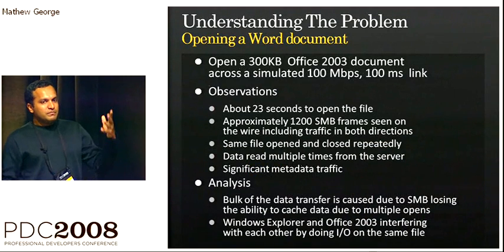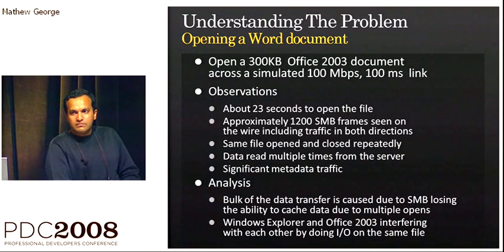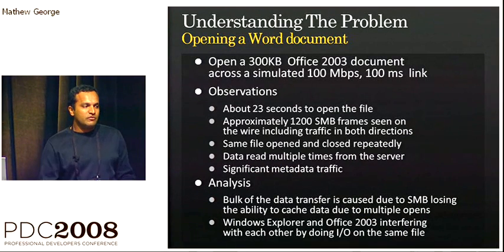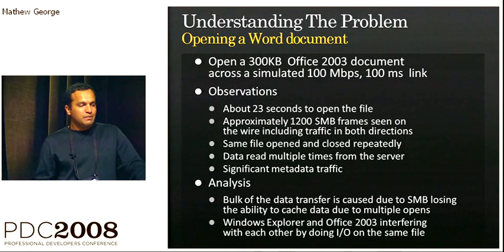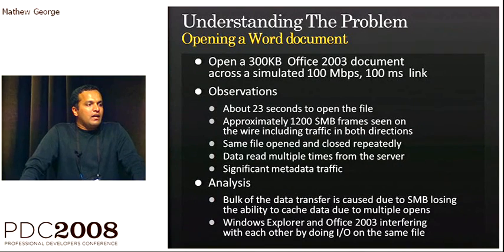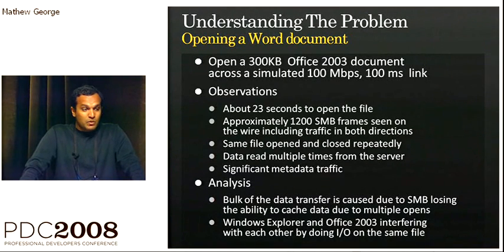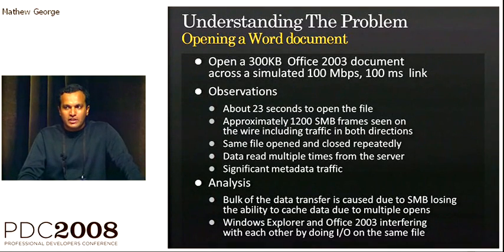The second scenario is an interactive app. Let's look at opening a Word document in Office 2003. Again, they have made changes in Office 2007 to address some of these limitations. On the same link, 100 milliseconds, it takes about 23 seconds to open a 300 kilobyte file. If you look at the network using a sniffer, there are about 1,200 to-and-fro frames out on the network.